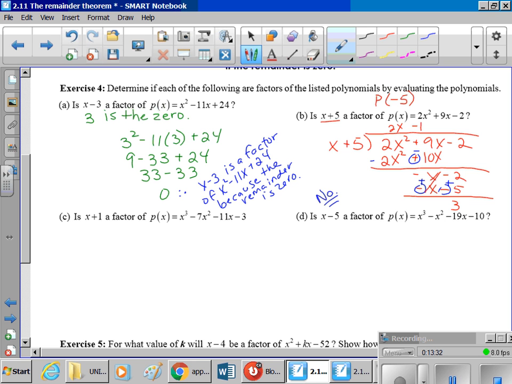So if you did it this way over here using this one, you would get something that does not equal 0. And you could state the same thing. It's not a factor because it does not evaluate to 0. So why don't you try C and D on your own, and I will pop up the answers in just a few minutes. That's right, pause the video right now and give it a try.